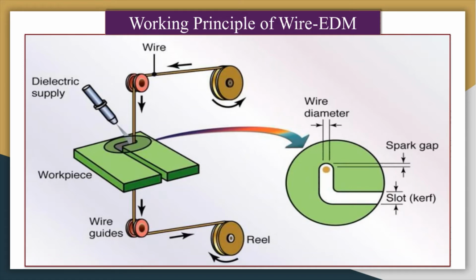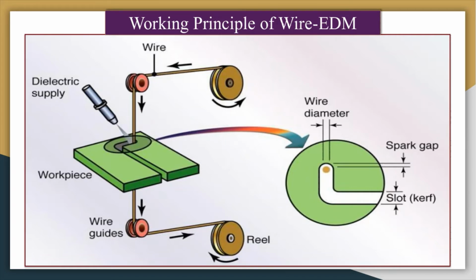Okay, and also there is a wire guide system there. Another part is a nozzle to flow the dielectric supply. Through this nozzle, the dielectric flows in between the wire and the workpiece where you are doing the machining operation. That is important. There is also a CNC control table, that is a work table. On that CNC control table you can keep your workpiece.